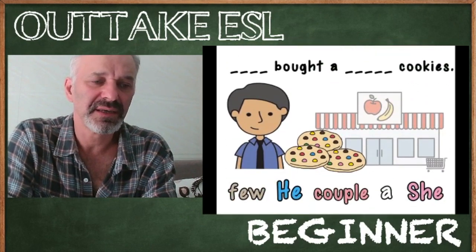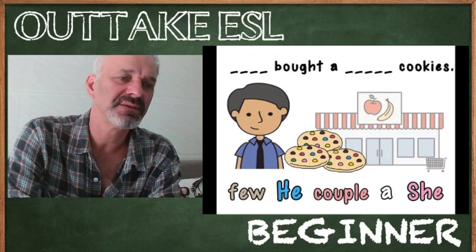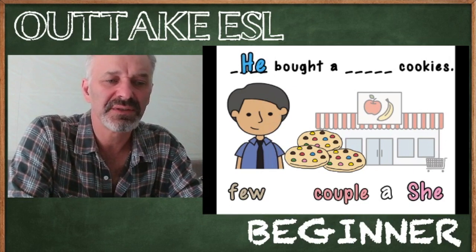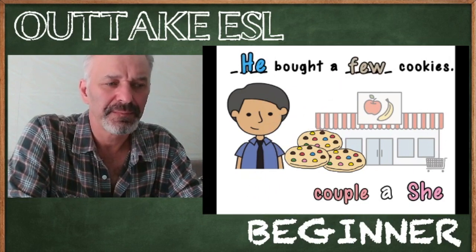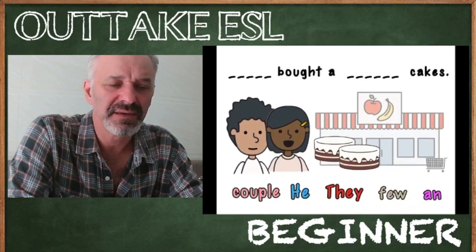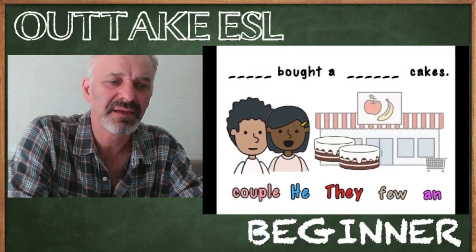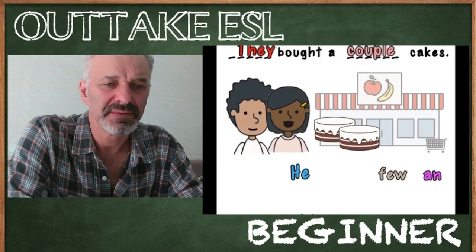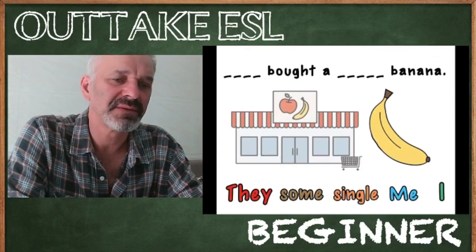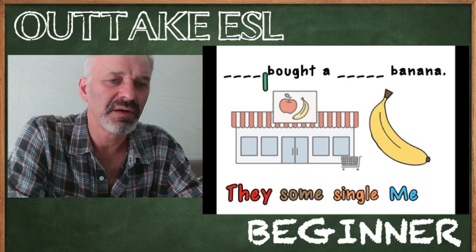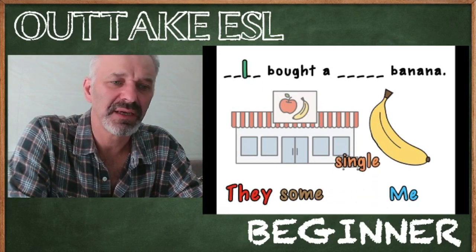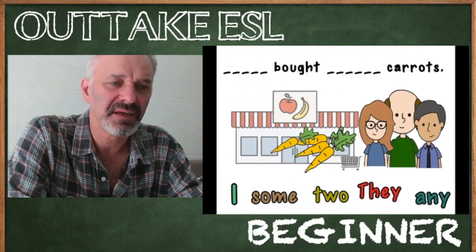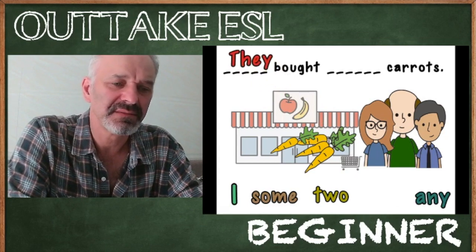Let's see here. I got this guy over here, and I got few, he, couple, a, she. So he bought a, what do you think here? Couple, few, a, she. Alright, so I have him and her, so they bought a couple. What do you think about this one? There's nobody here, so I bought a single. A bunch of people here, so they, how many carrots?